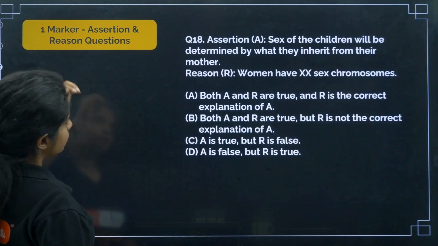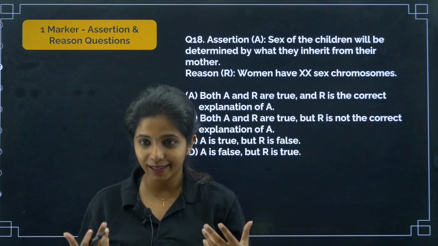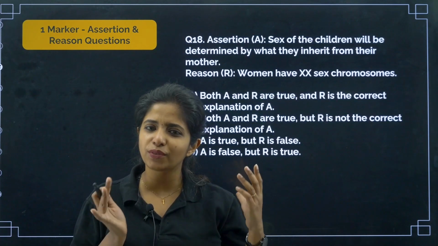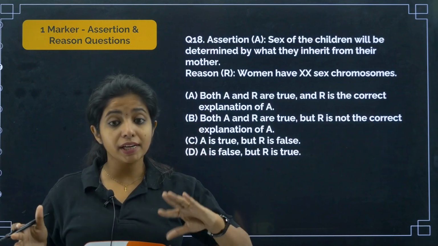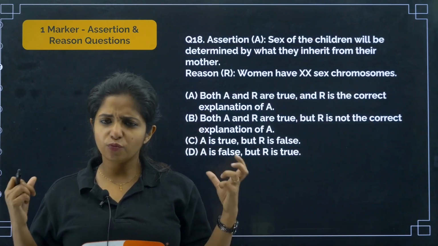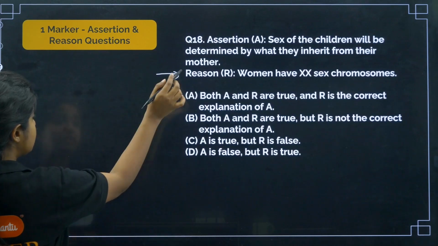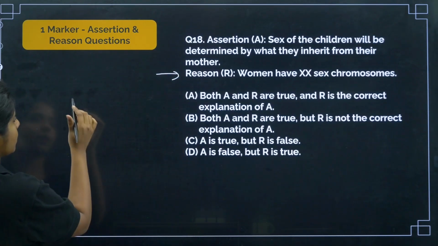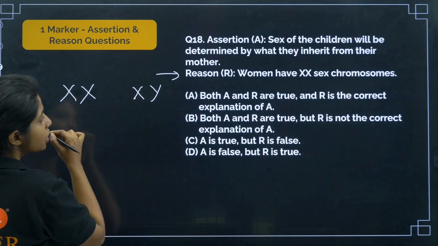Yes. Now next thing, assertion and reason question. Sex of the children, or basically the child, will be determined by what they inherit from their mother. Do you think sex of a child is being determined by what they inherit from the mother? Reason says women have XX sex chromosome. So yes, that is correct. The statement is correct. I am not saying the reason is explaining the assertion and things like that. Okay, so female have XX chromosome, male have XY chromosome, my dear children.